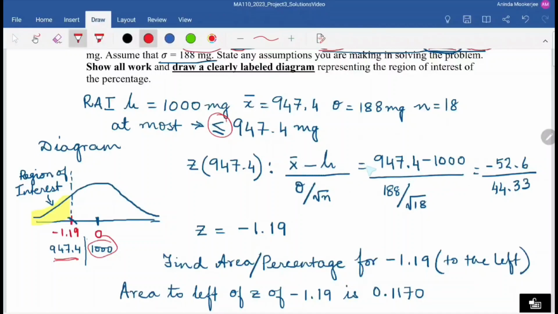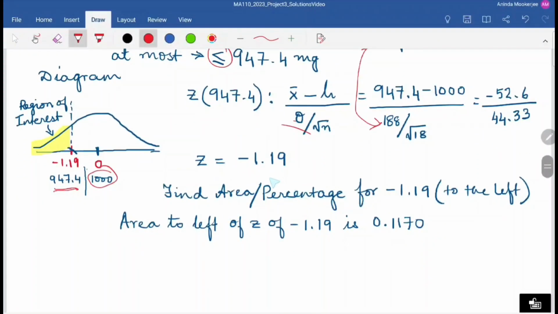X bar 947.4 minus mu, which is 1000, divided by sigma, which is 188, and divided by square root of 18. Again, this sign is division, not multiplication. I see sometimes students end up multiplying. Please, it's division, sigma divided by square root of n. And when we do the calculation, again, show all the steps. We have a Z value of negative 1.19.